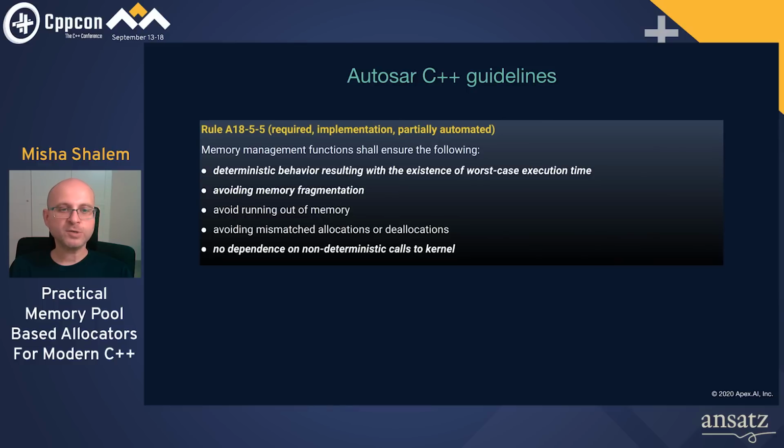We should strive for deterministic behavior, avoiding memory fragmentation, avoiding running out of memory, avoiding mismatched allocations or deallocations, and no dependence on non-deterministic calls to the kernel. Now, running out of memory and avoiding mismatched allocations or deallocations is not something we can actually provide as middleware. It's always something the user can do. A user can run out of memory or can misuse the API and get mismatched allocations or deallocations. But the other 3 things we can address, and we are going to.